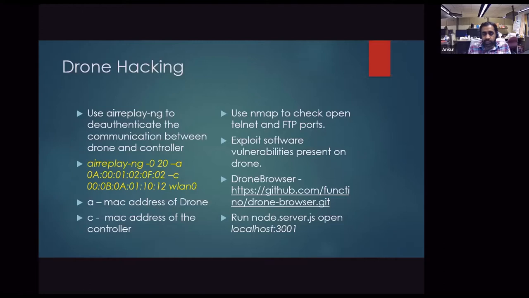There are also some well-known ports that are present on the drones, like they sometimes leave the ports of FTP and Telnet open to do some kind of debugging. And those are the ways you can look for software vulnerabilities on the drone, like this GitHub repo, which is basically a software repo for doing the drone browsing. You can look at this repo and see how you can interact with the application server of a particular drone.